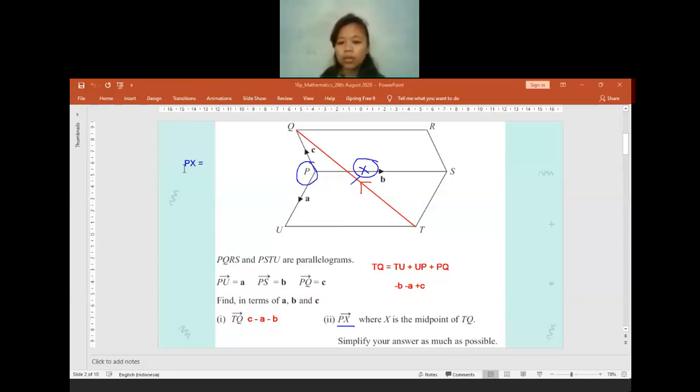Okay, someone told me it will be PU plus UT plus TX. Is there another way, or is there anyone who disagrees with this way? So start from P, go to U, so I write it as PU. From U, I go to T, so I write it as UT. Start from T, I go to X, that's why I write it as TX. Is there anyone who is confused? No? Okay, if there is no confusion, I will pick this.